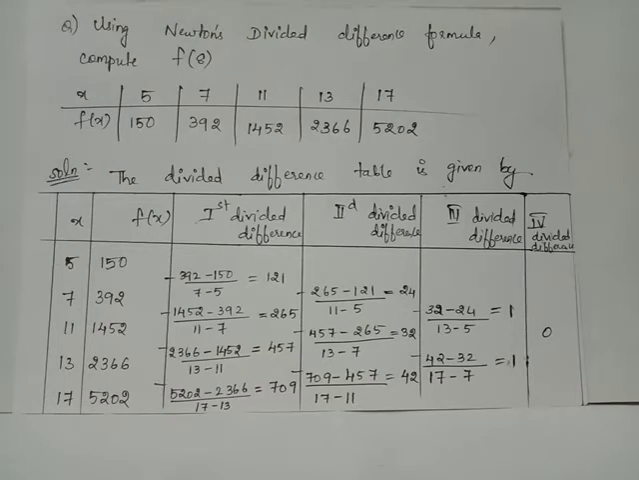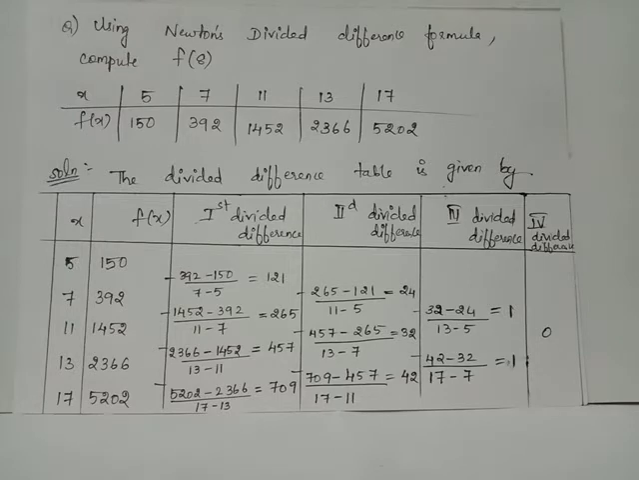Using Newton's divided difference formula, compute f of 8 for this table of values. When we use Newton's divided difference formula, we first have to construct the divided difference table. We will write the x and f of x values.